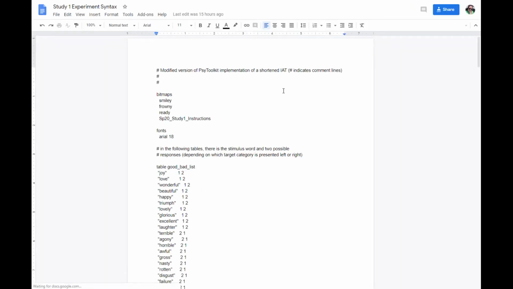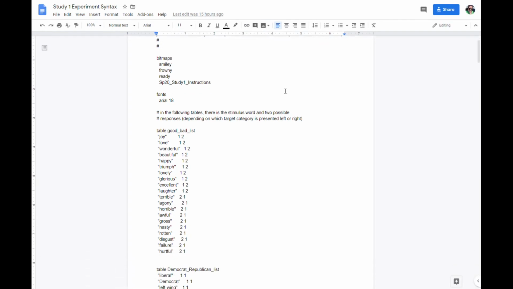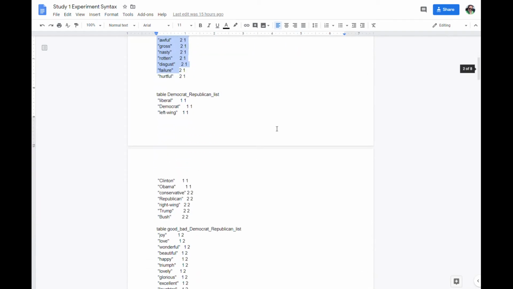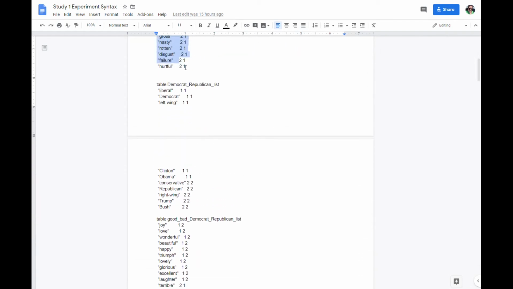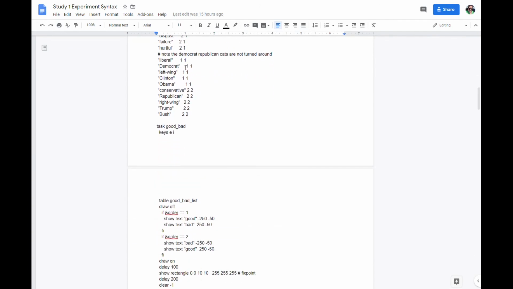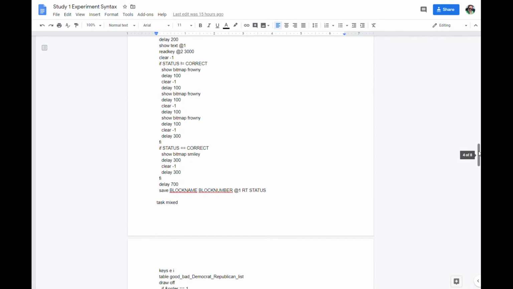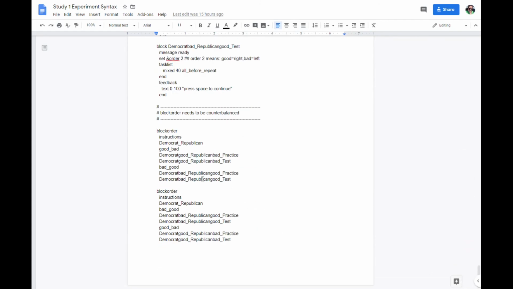And then the study experiment syntax is harder to digest, but this will show you what all the words were. Again, I think that's in some of the other materials as well, so you probably don't need to look in here. But it shows you these are all the words that were used. And then towards the bottom is what's going to be helpful.